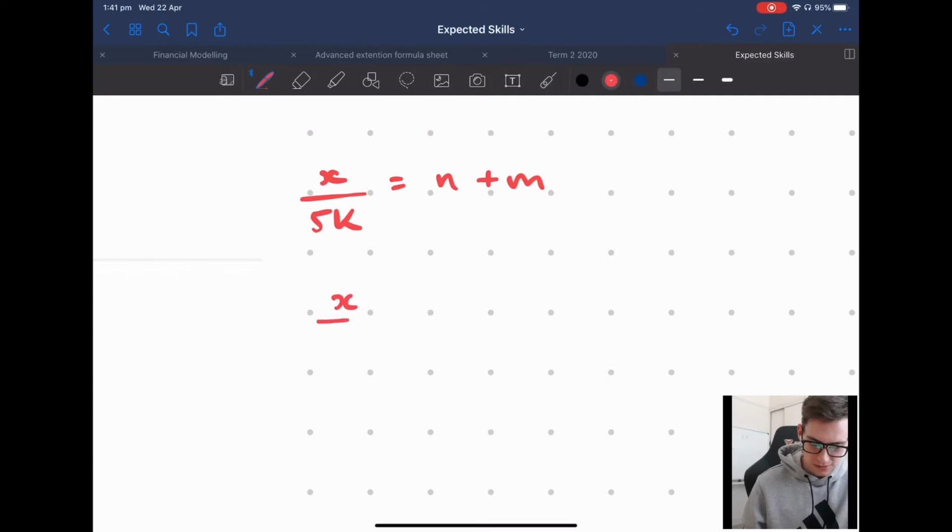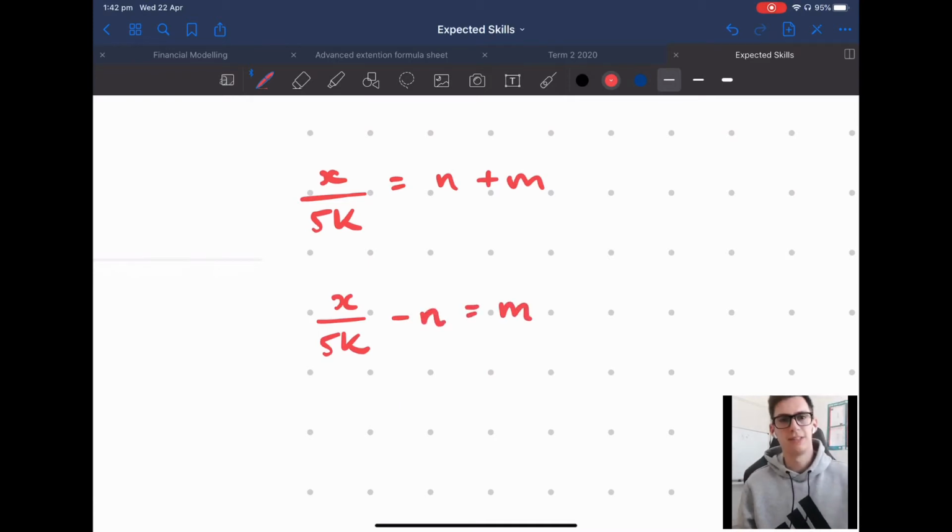So I'm going to write x on 5k, take away n. Note how I did that as its own thing. If I was to write that on the bottom, that's something very different. That would be dividing by 5k minus n, which is not what I did. I just subtracted it from that whole answer. And now I've got m equals.